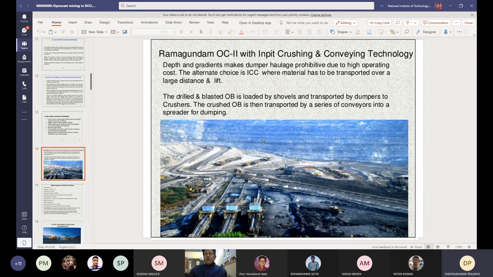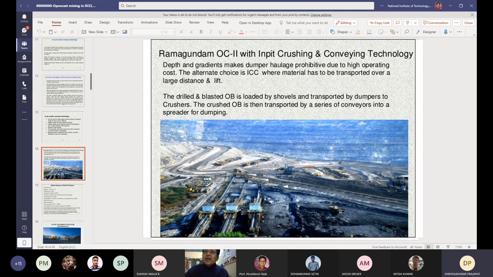Here in the in-pit crushing and conveying technology, the drilled and blasted overburden is loaded by the shovels and transported by the dumpers to the crushing plant, to the crusher. The crushed overburden is then transported by a series of conveyors to a spreader for dumping the materials.